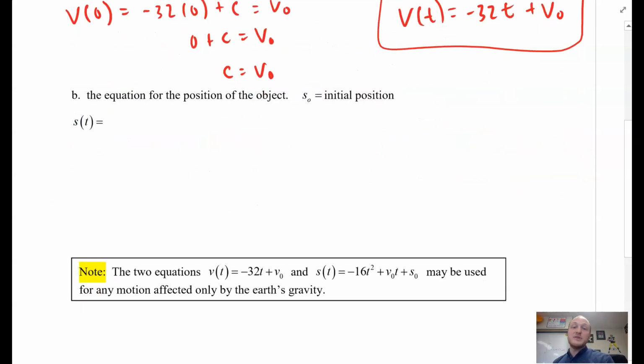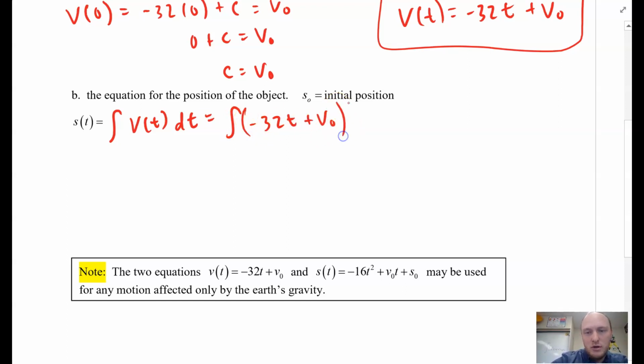Now, for the position, things are going to get a little weird, okay? We're going to go all Inception, moving between different levels here. Okay, so I have velocity. Now they want position. So again, I need to integrate v sub t dt, which is the integral of -32t plus v sub o dt. Okay, so what we get is -32t squared over 2 plus v sub o times t plus c2.